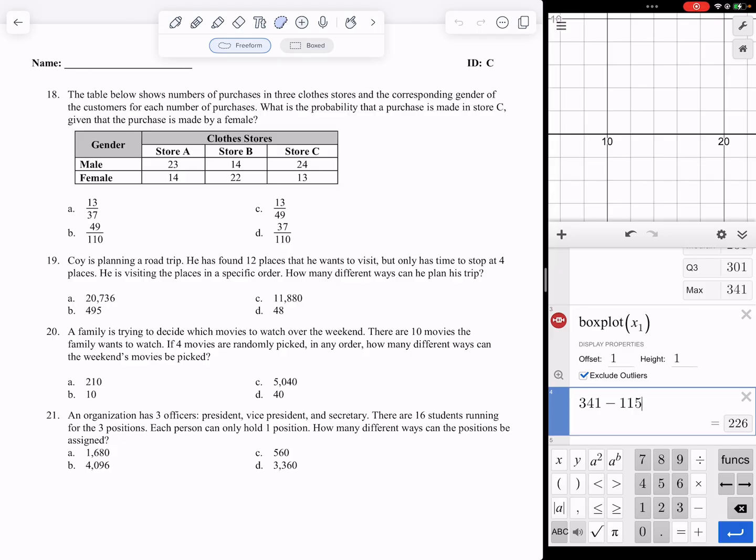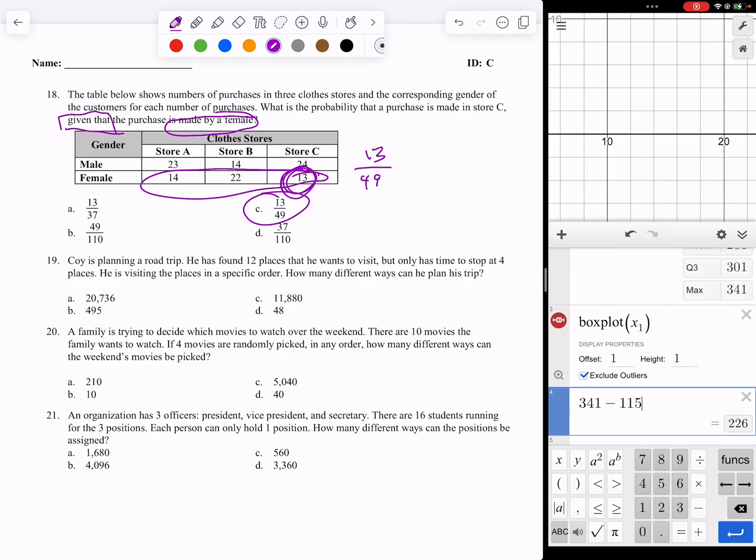All right, we start with probability. What is the probability that a purchase is made in store C, given that the purchase is made by a female? So this part, given that, is conditional probability. That means we only look at made by a female. So the denominator is all females, which is 49. And then store C, given that it's a female: store C, female out of all female. 13 out of 49.